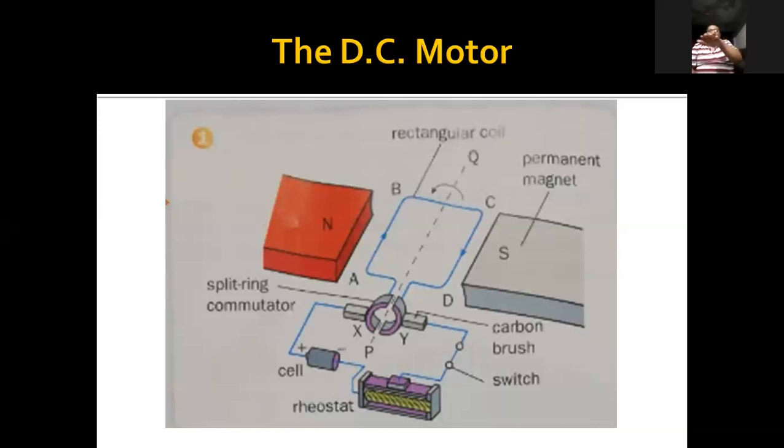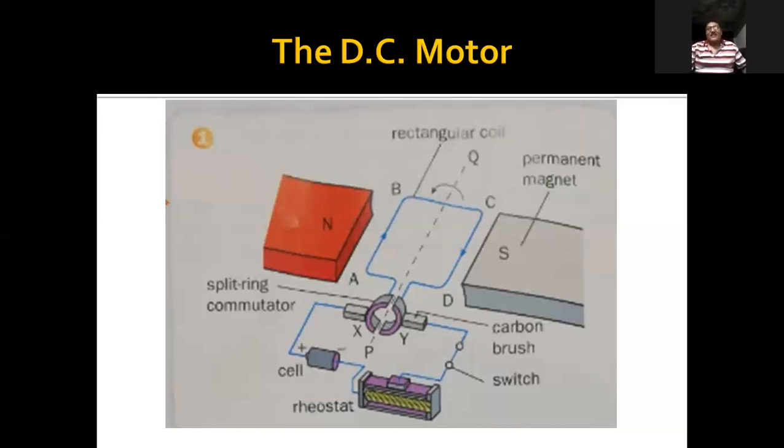On the AB side, the force is downward. When the coil is horizontal, it rotates anti-clockwise, and if the direction of the current is still the same, from A to B, the direction of the force will be downward. But the moment arm of this force will become zero because the line of action of the force is passing through the pivot or the axle. If the line of action of the force passes through the axle or the pivot, that force cannot produce a moment.